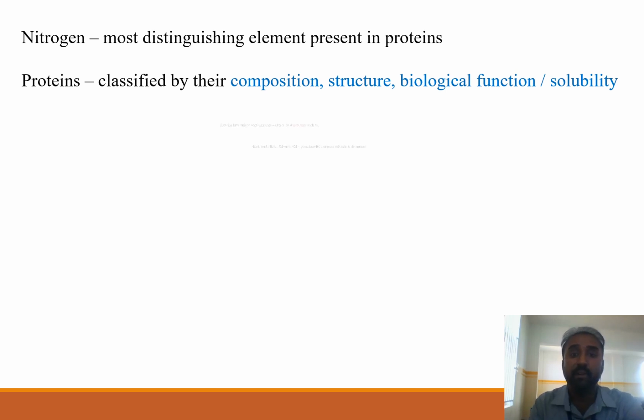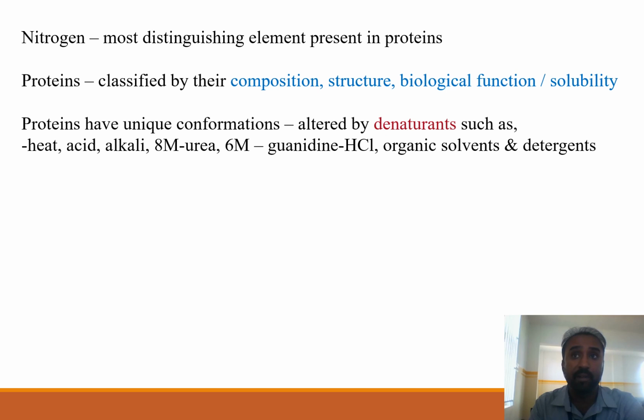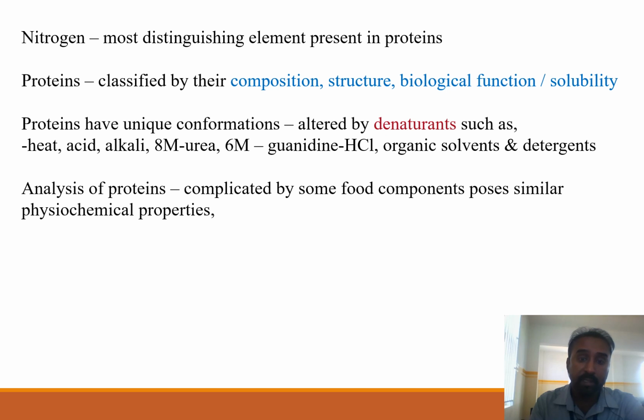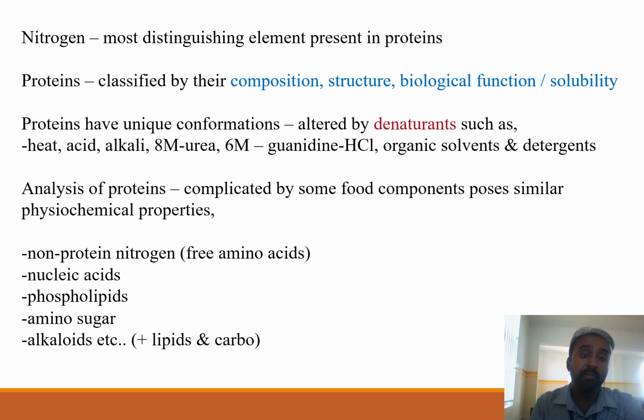Proteins are classified by their composition, structure, biological function and also their solubility. Proteins have unique conformation. We know the 4 different structures of proteins: primary, secondary, tertiary and quaternary structures. These conformations may be altered by denaturants such as heat, acid, alkali, urea, guanidine hydrochloride, organic solvents and detergents. Analysis of proteins is complicated by some food components that possess similar physicochemical properties, that is non-protein nitrogen, such as free amino acids, nucleic acids, phospholipids, amino sugars, alkaloids, plus lipoproteins and carbohydrate, that is glycoproteins.